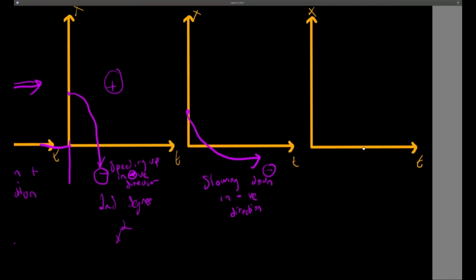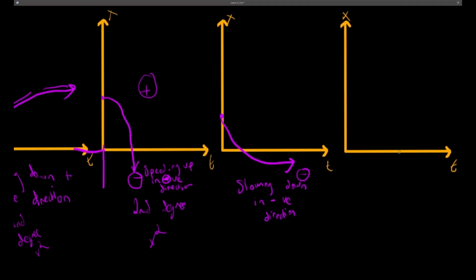And the final graph we have is a constant motion graph, where the function is simply a linear line. Now, this graph, if we were to calculate the slope, we get the velocity. Calculating the slope of this gives us the velocity.